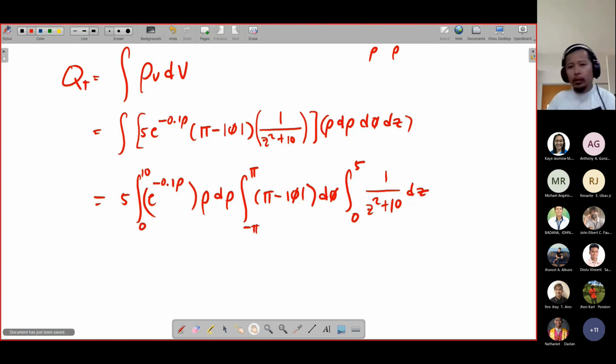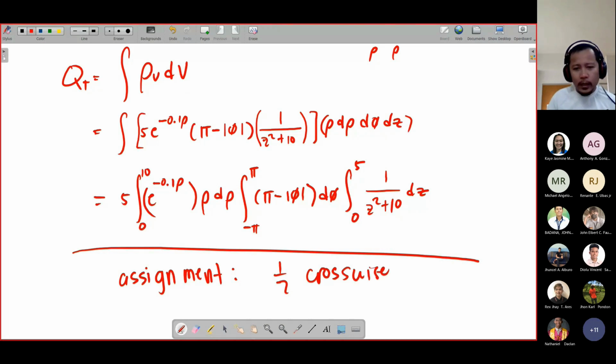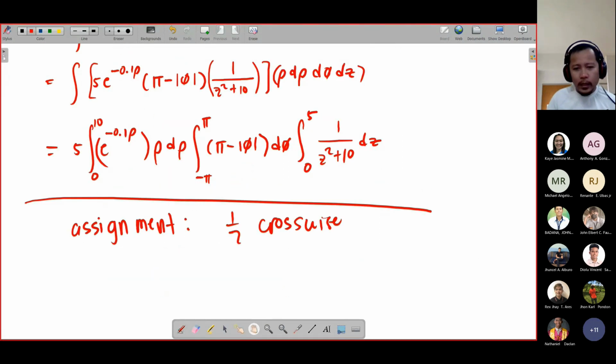This is to make you recall your integrals. It's just integration. I will be giving this as your assignment. Solve this as your assignment, one-half crosswise. Submit on or before the next meeting.